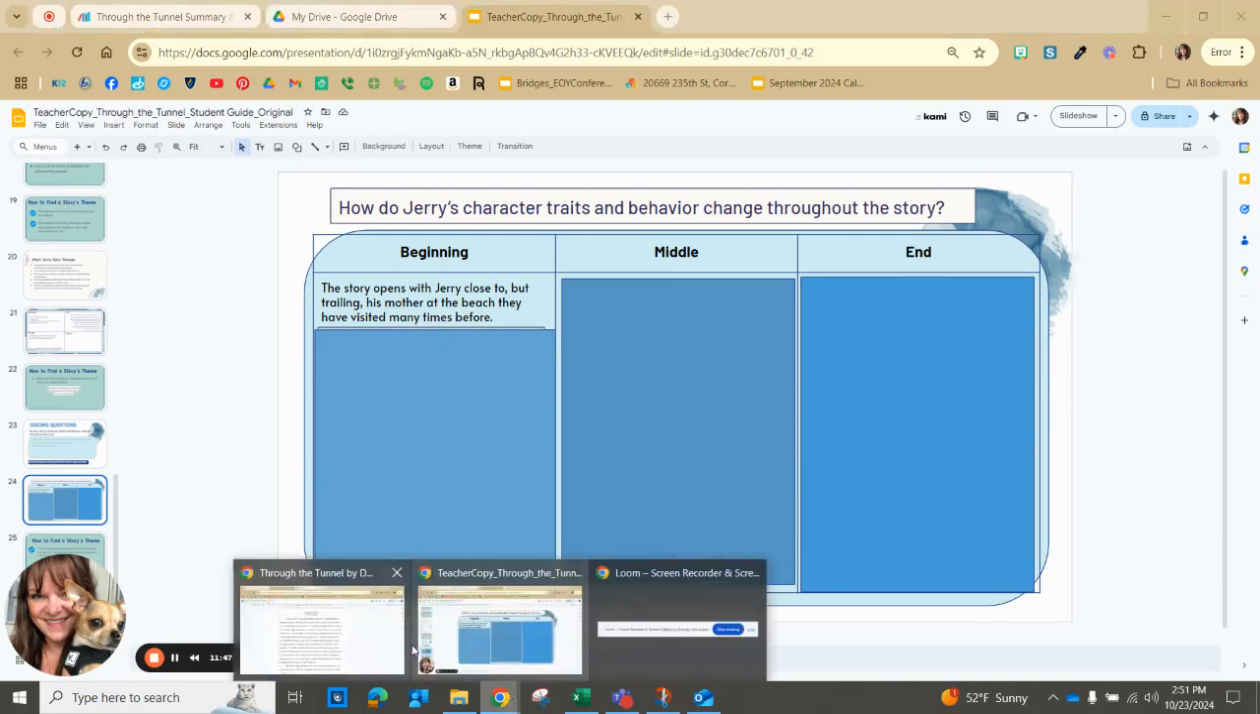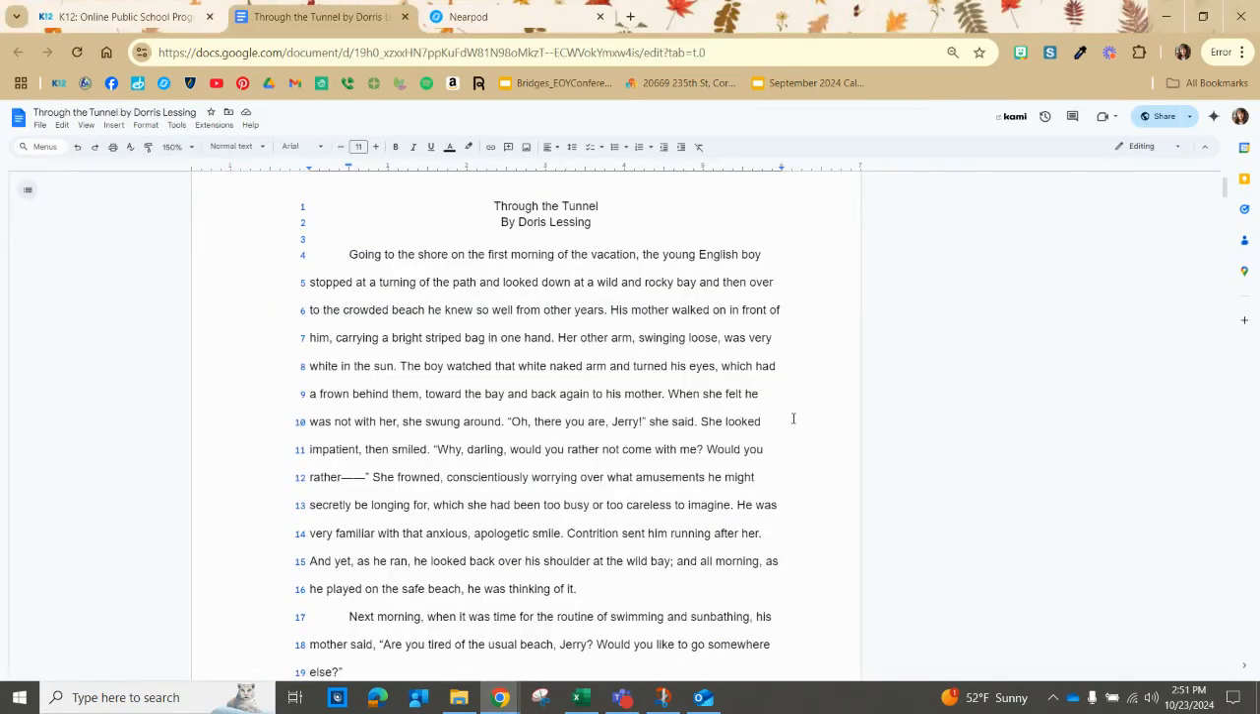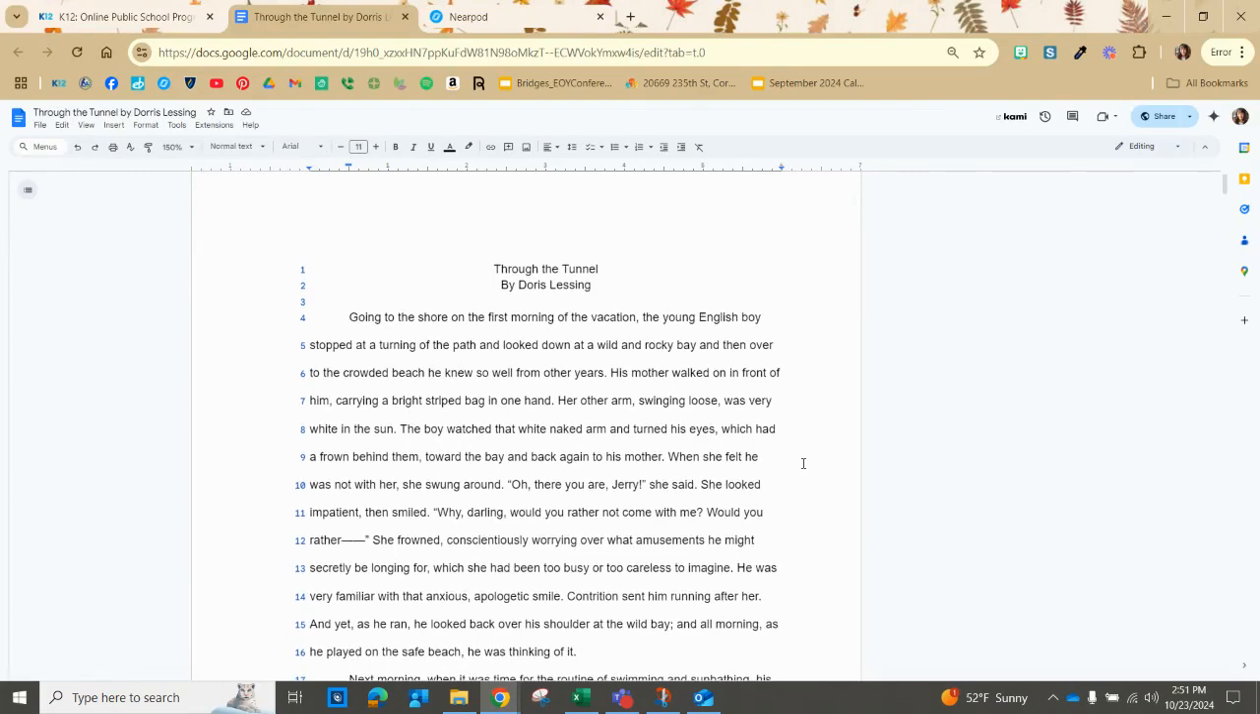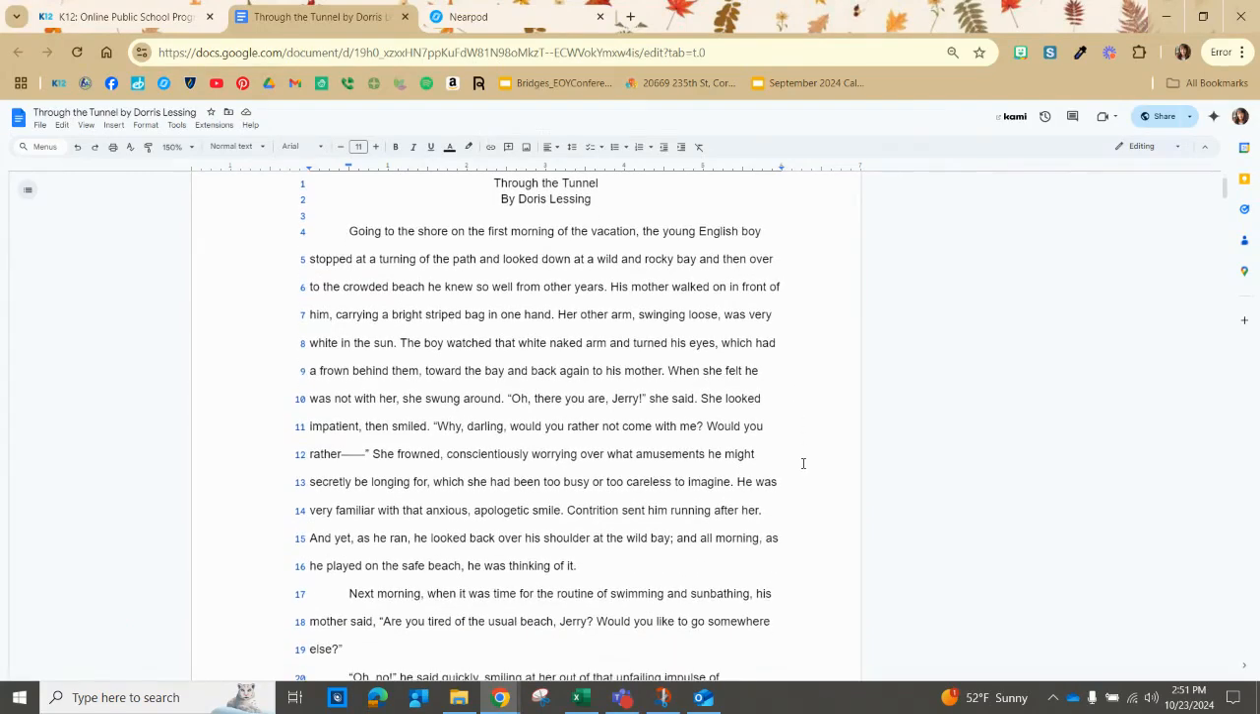All right, so we see at the beginning of the story that Jerry is close to his mom. He's trailing her, and they're at this beach where they visited before. And you're going to need to go back to the story to pull out some of the things that you're going to see me pulling out. So in this first paragraph of the story, "Going to the shore on the first morning of the vacation, the young English boy stopped at a turning of the path and looked down at a wild and rocky bay." So we already in the very first line see him looking down at this wild and rocky bay.